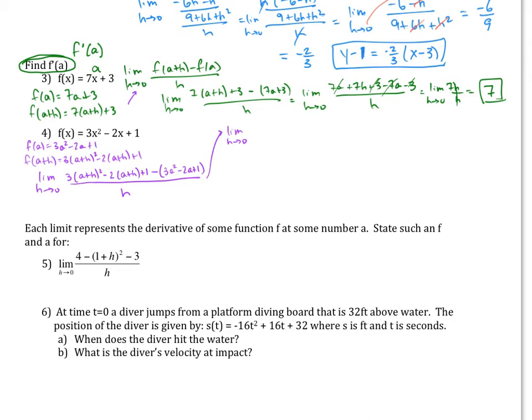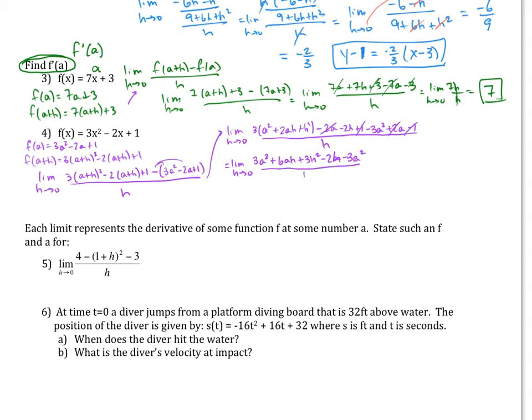So this becomes 3 times a squared plus 2ah plus h squared minus 2a minus 2h plus 1 minus 3a squared plus 2a minus 1 all over h. So I went ahead and distributed that negative over there. So now this becomes the limit as h goes to 0, and this is going to be 3a squared plus 6ah plus 3h squared minus 2a. Well, we can do this right now. We can get rid of these, right? And then that's gone. And then we can get rid of those, so that's gone. So really what I just have left is minus the 2h minus the 3a squared.